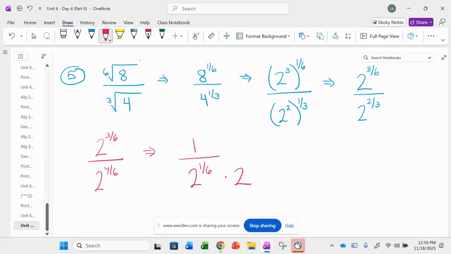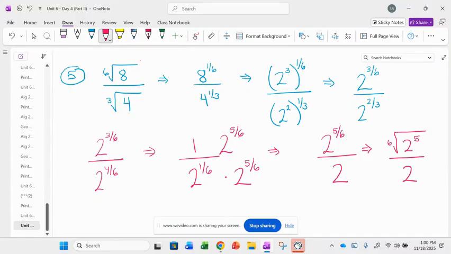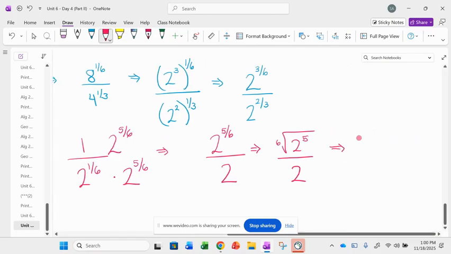So what? I need to get 6 over 6. So what am I going to do to get to 2 raised to the 6 over 6? Multiply by 2 raised to the 5 over 6 power. So this becomes 2, and this is 2 raised to the 5/6 power, which is going to be the 6th root of 2 to the 5th over 2. Do I have to multiply 2 to the 5th power? Yes. So we have the 6th root of 32 over 2.